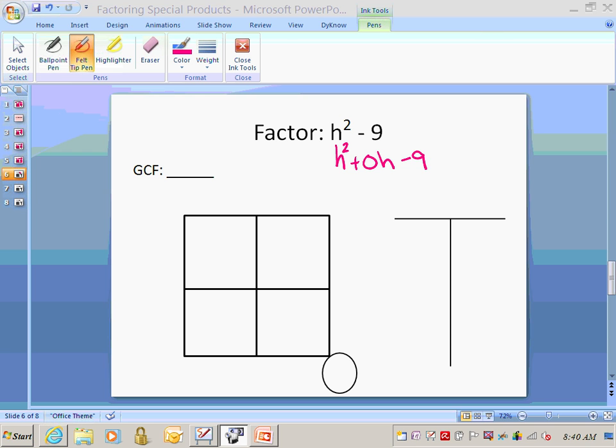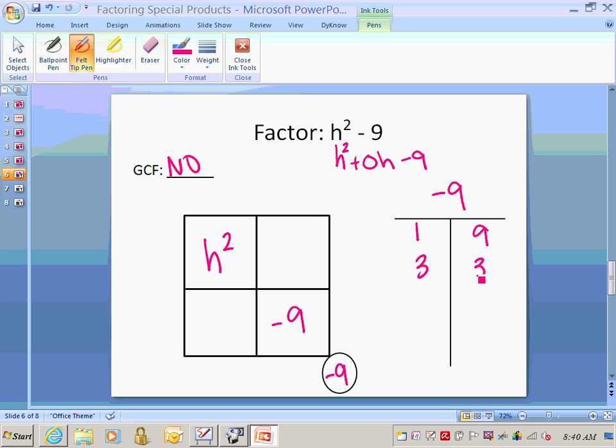Okay, was there a GCF? No. So I've got h squared, negative 9. So here I've got negative 9. What do my signs tell me? One's going to be negative. Does it matter which one right now? No. Because I need to add a 0, right?